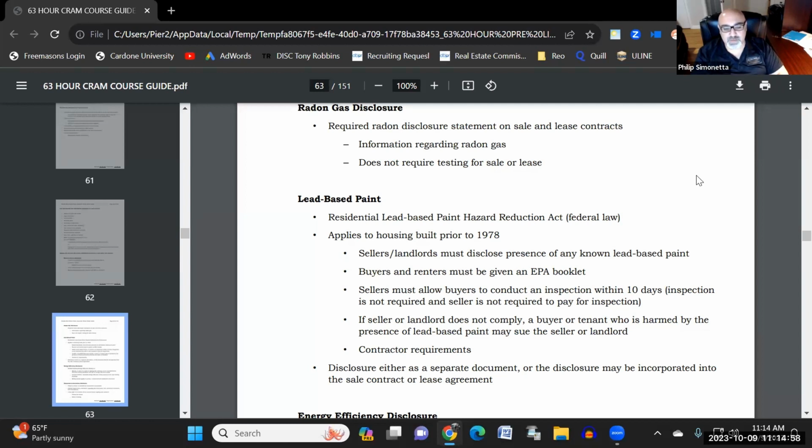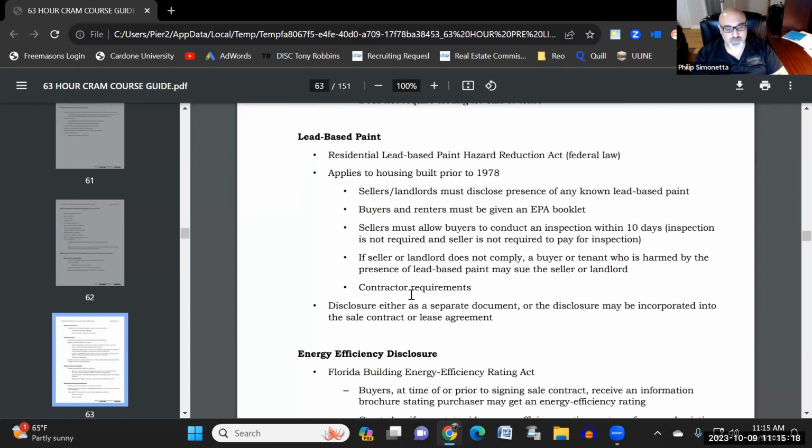Anytime you're showing property built before that, you have to give them a brochure, which it's emailed, and you document it. Sellers must allow buyers to conduct an inspection within 10 days. The inspection is not required, and the seller is not required to pay for it. If a buyer wants it, the buyer can pay for it and have it done. If the seller or landlord does not comply, a buyer or tenant who is harmed by the presence of lead paint may sue the seller or landlord. There are contractor requirements to remove it. Like there's protocol.